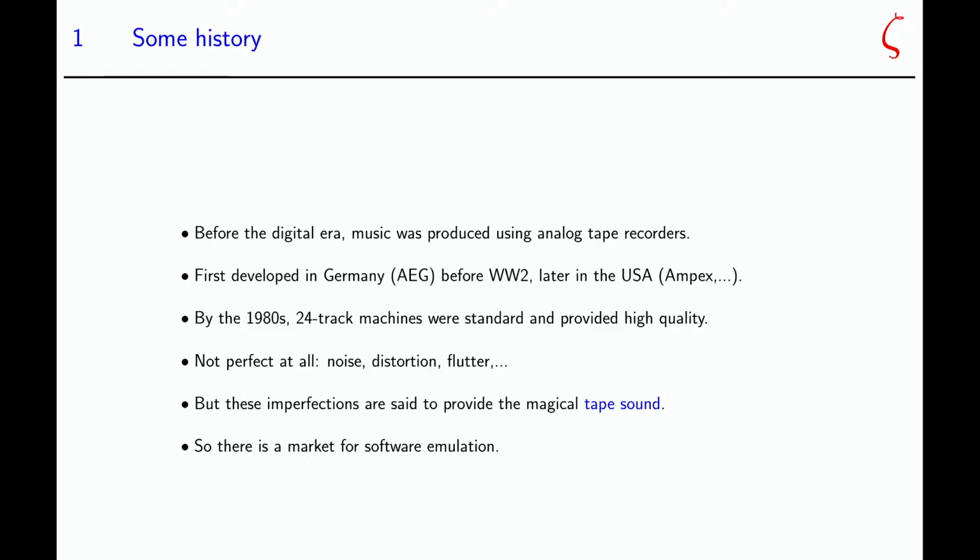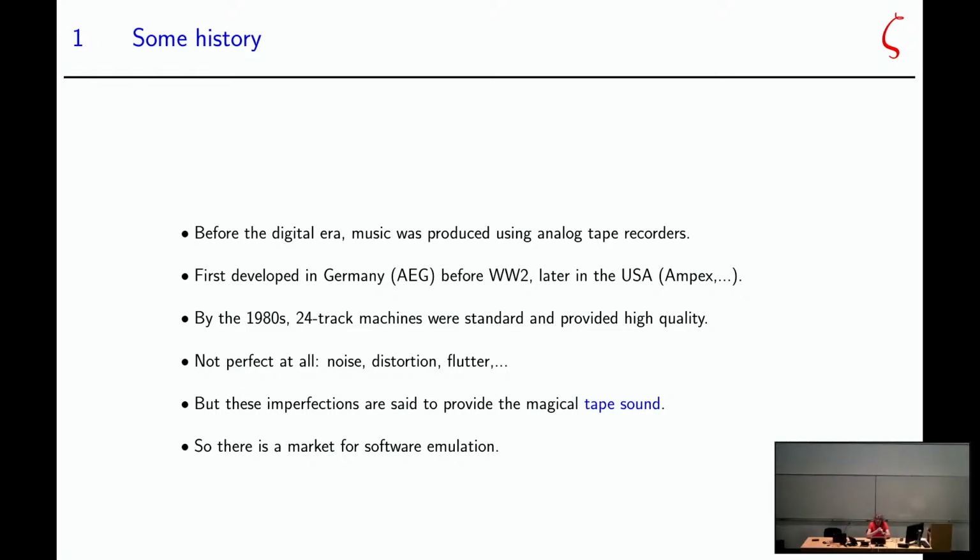So before everything went digital, music was produced using analog tape recorders. And the whole technology was developed in the years just before the Second World War in Germany. And later the Americans took the machines to the United States, and it was further developed mainly by the Ampex Corporation. So by the 1980s, 24-track machines were more or less standard in music studios.